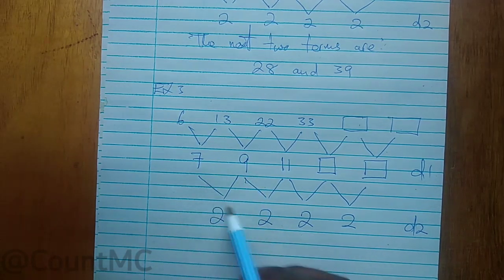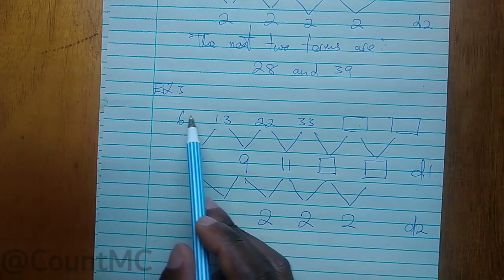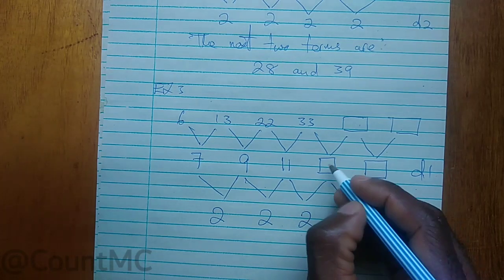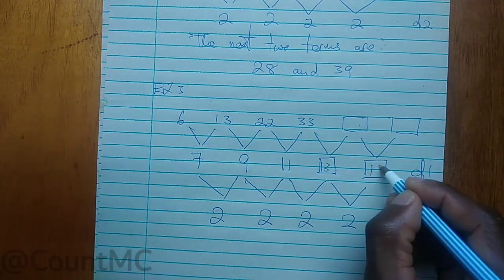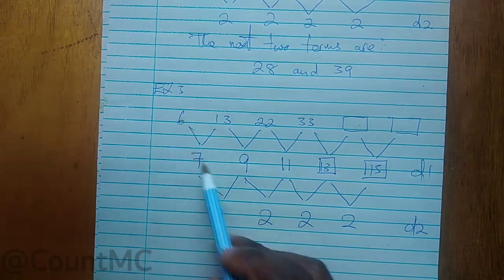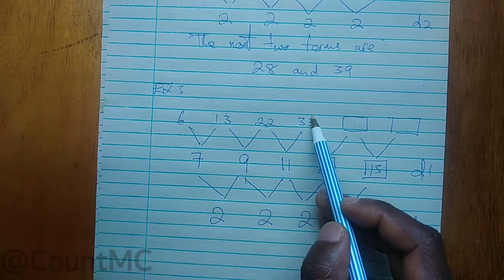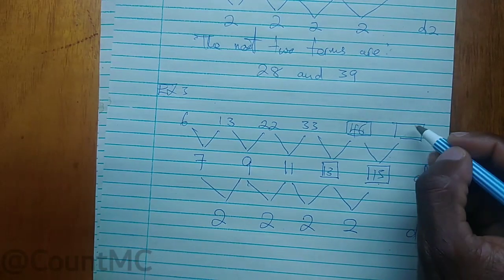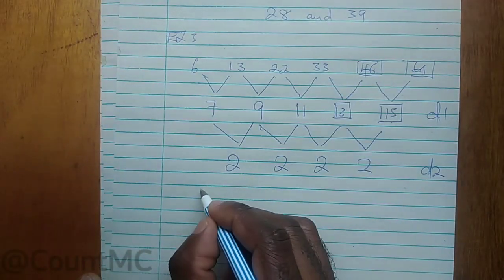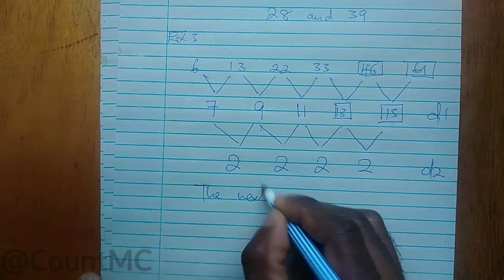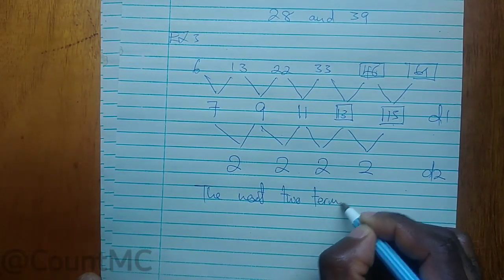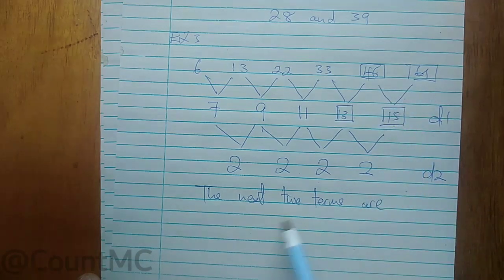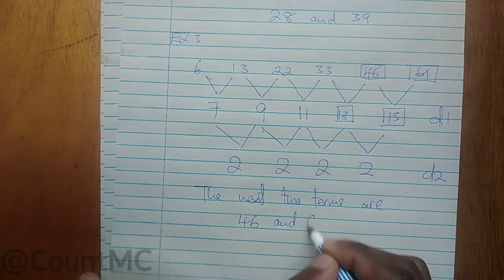7 plus 2 gets a 9. Remember the wave dropping into a difference, also the wave dropping into a difference. 7 plus 2, 9, 9 plus 2, 11, 11 plus 2, 13, 13 plus 2, 15. 7 plus 6 plus 7, 13, 13 plus this, 22, 22 plus this, 33, 33 plus 13, 46, 46 plus 15, 61. So the next two terms are 46 and 61.